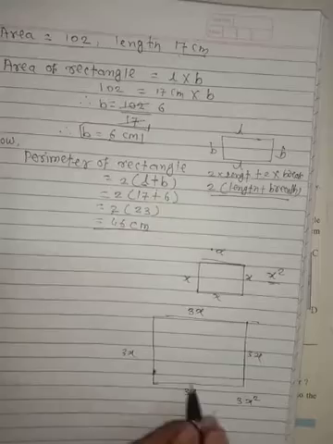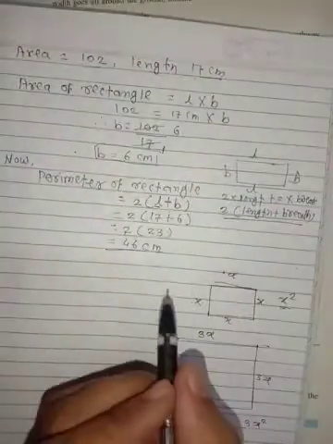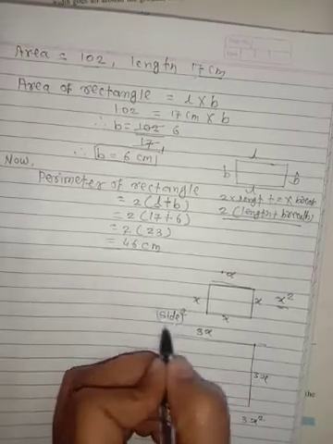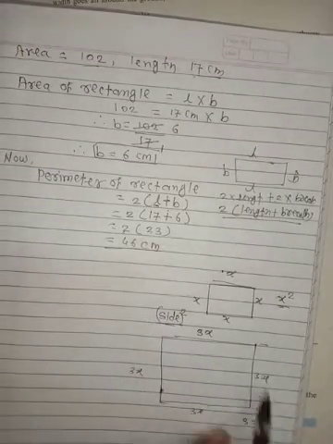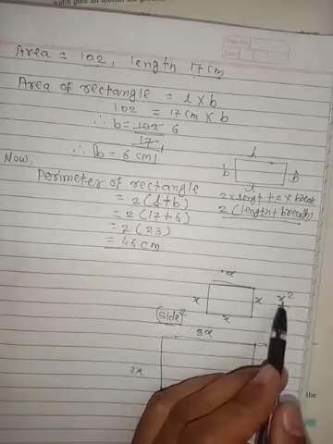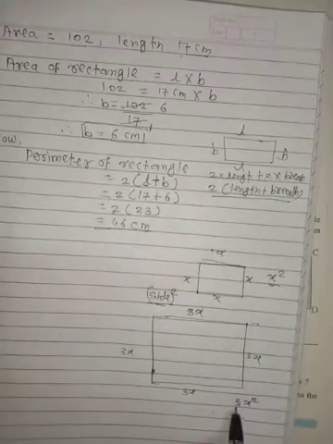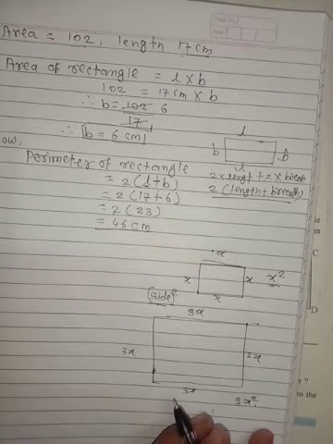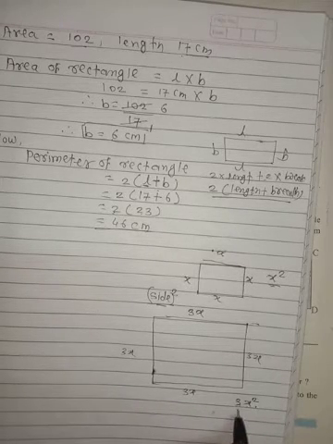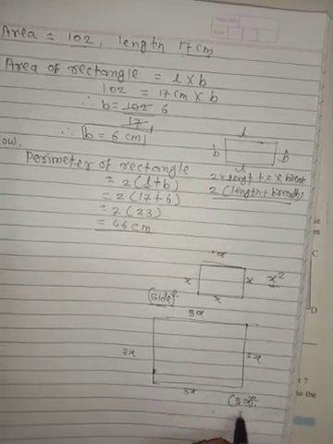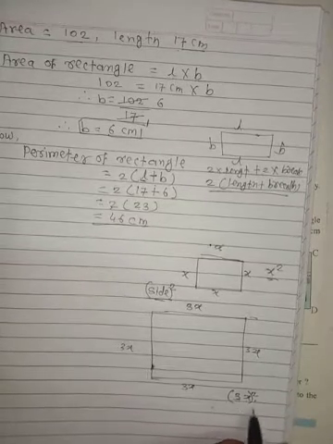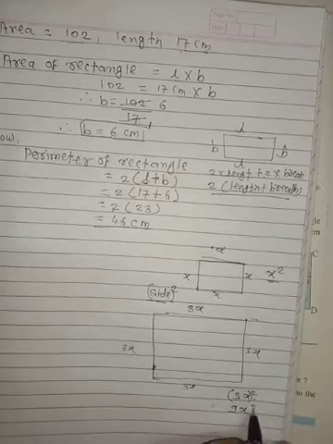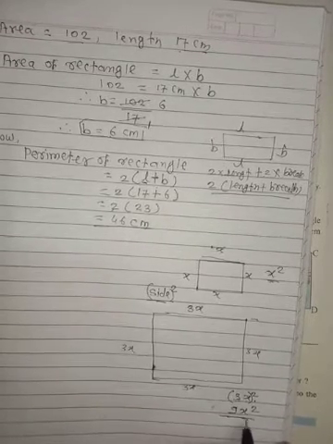So the area is 3x square. How is it 3x square? Because the formula of area is side square. So this is the side square, and this is also side square. So it is 3x whole square. You can write this in brackets, (3x) square. So square of 3 is 9, and square of x is as it is. So it is 9x square.